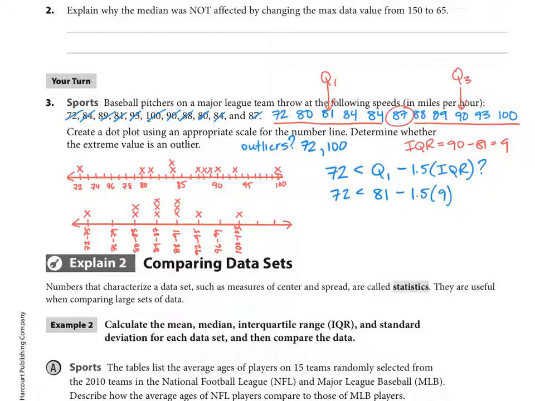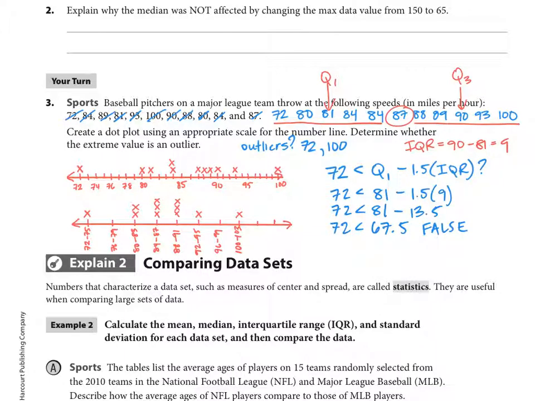Okay, so that is going to be 13.5. So is 72 less than 81 minus 13.5? And it looks like it's not going to be. That's going to be too small for us. So 72 less than 67.5 is false.